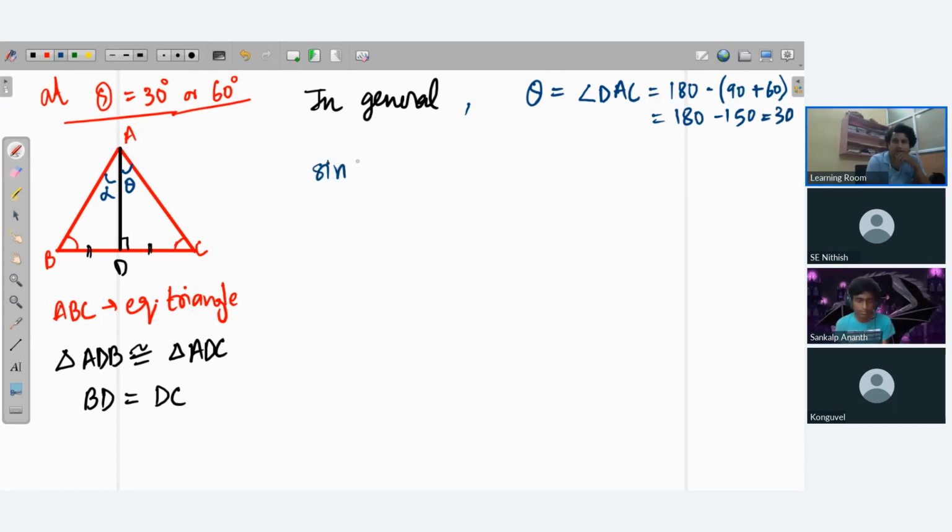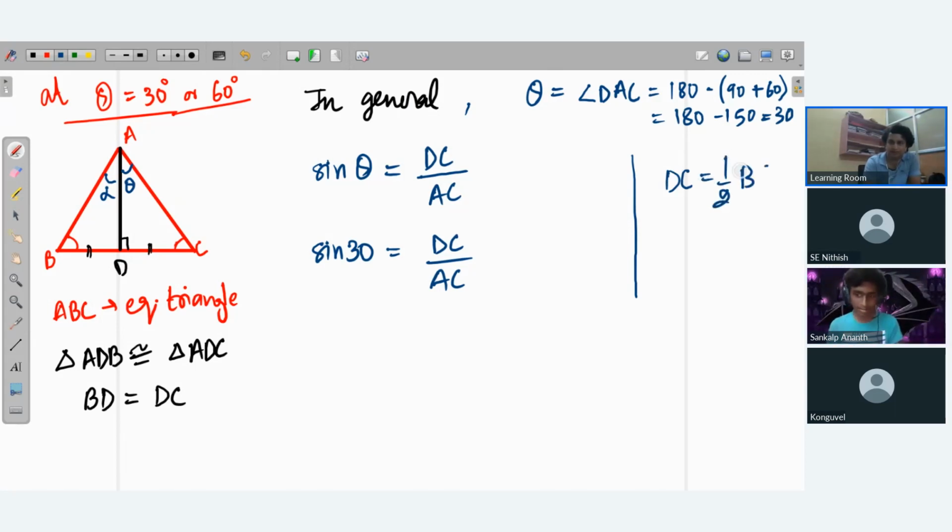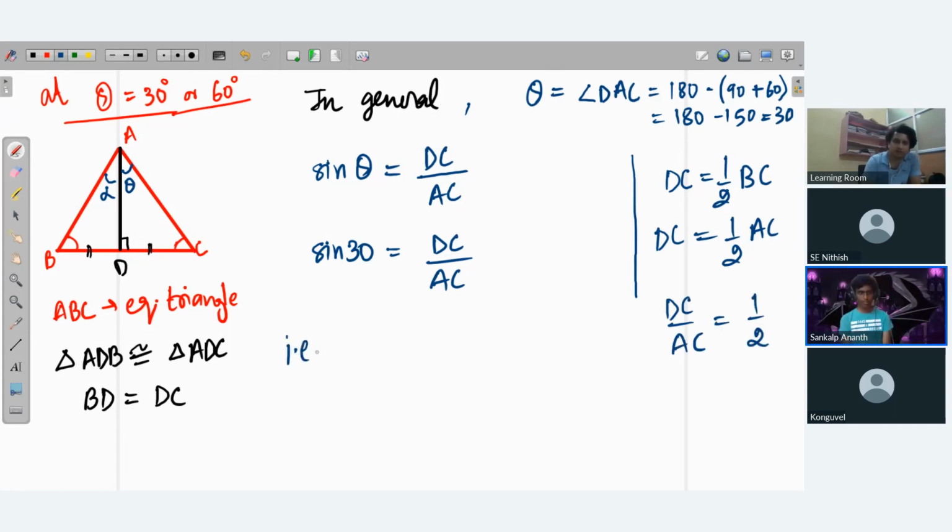So what is sine theta? Sine theta is just DC by AC, perpendicular upon hypotenuse. Perpendicular is DC and hypotenuse is AC. So sine 30 is DC over AC. Let's play around and try to find the relationship between DC and AC. DC is half of BC, because it's half of the equilateral triangle, and BC is equal to AC, right? So DC over AC is half of AC over AC. AC cancels, so sine 30 is 1 by 2.